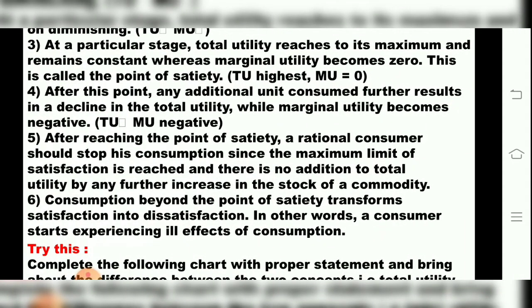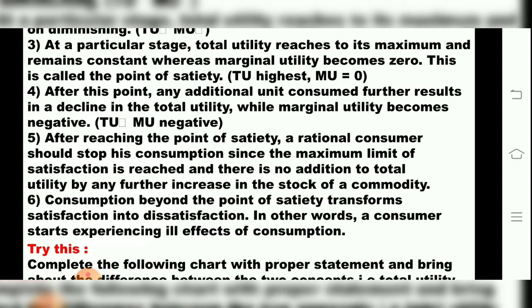Then after reaching the point of satiety, children, they have told a rational consumer. Rational means what? A normal consumer. Not a greedy person, a normal person. His behavior will be to stop consuming things when he reaches the point of satiety. Means what? Satisfaction. See, when a person is satisfied, he is happy with the product, that time the satisfaction process starts and the purchasing of the commodity is reduced.